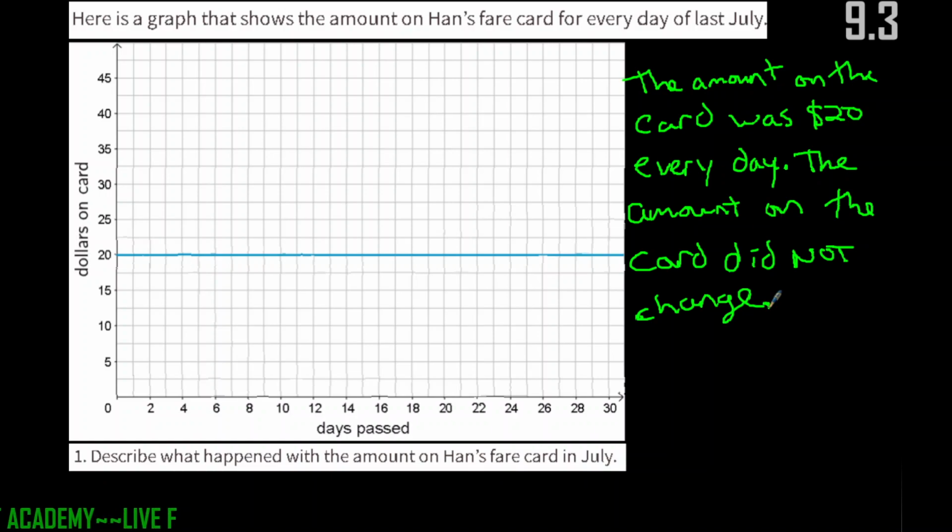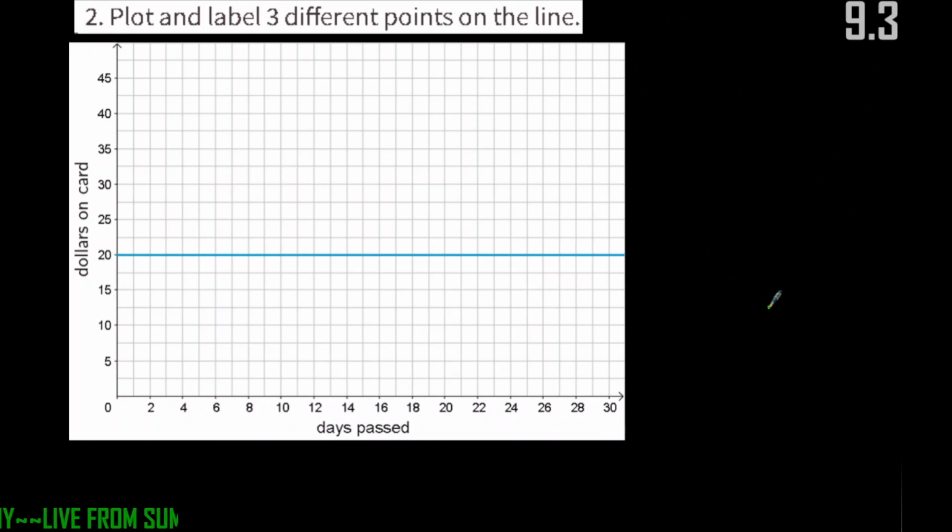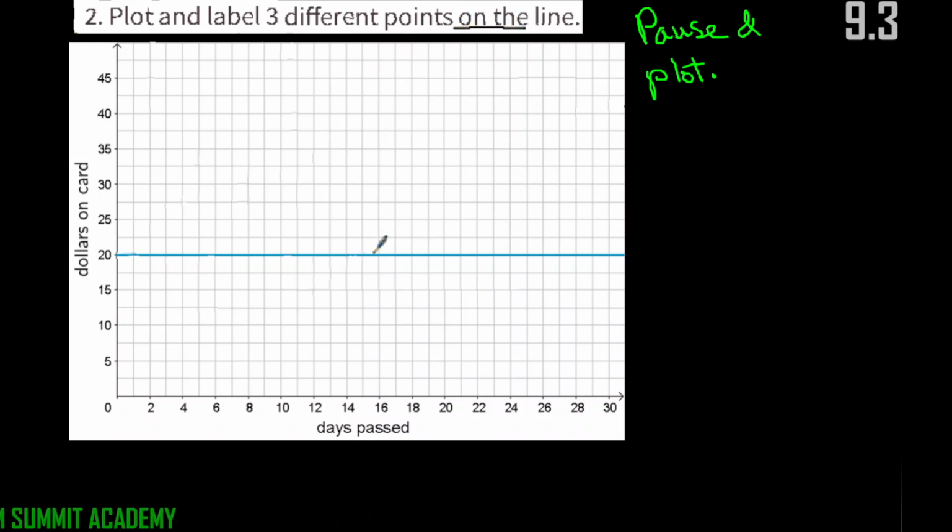So still using that same picture, for step 2, what it says to do is to plot and label 3 different points on the line. So I want you to pause and plot and label. And what it means by label, let me do an example. Again, it has to be on the line. If I pick any point on the line, it does not matter what's the x value, what's the y value. So I'd say, okay, this would be the point (16, 20).